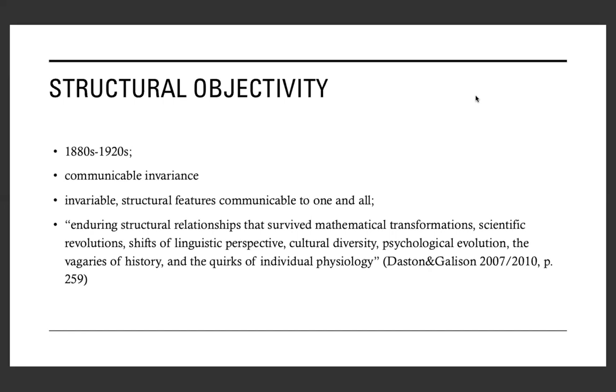and that you could only have objectivity if the features you thought were objective could be invariable and communicable to one and all. Maybe this is too strong a notion for what James had in mind yesterday, but this is certainly one ideal of objectivity that developed in the late 19th century.